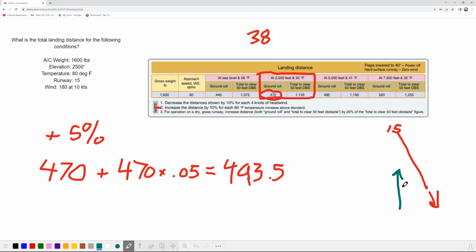And so how do we calculate? We're going to want to calculate a headwind because if we, again, look at our notes. First you want to say, okay, we're going to have some sort of wind in our face. Does that affect landing distance? That's where your knowledge base needs to kick in and say, okay, yeah, a headwind is going to help us land in a shorter distance. A tailwind would increase our landing distance. And that's what it says right here. It says decrease the distance shown by 10% for each 4 knots of headwind.